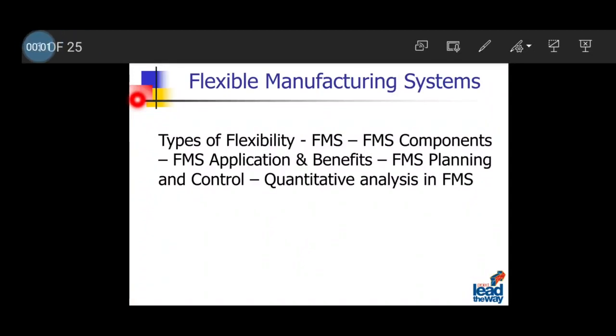Learned about cellular manufacturing, group technology, and the process of conversion of process layout to cellular layout to accommodate cellular manufacturing. In this unit we are going to deal with flexible manufacturing systems, which is again a system that will suit mid-volume mid-variety production. So in this unit we will be covering types of flexibility, FMS components, FMS applications and benefits, FMS planning and control, and quantitative analysis in FMS.